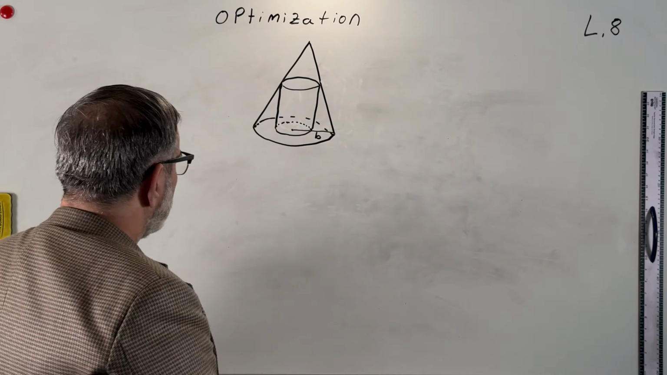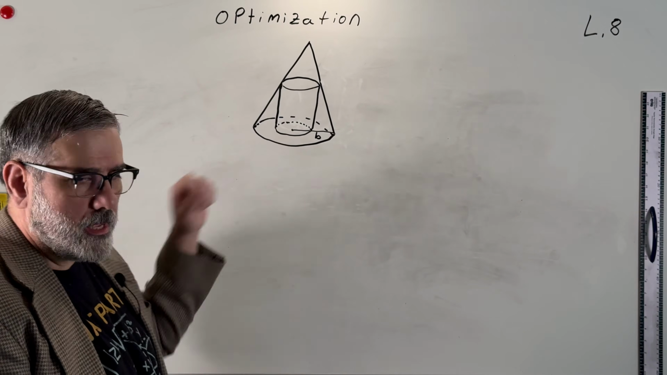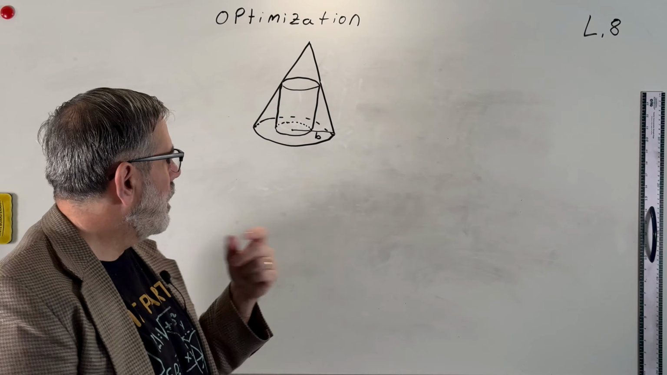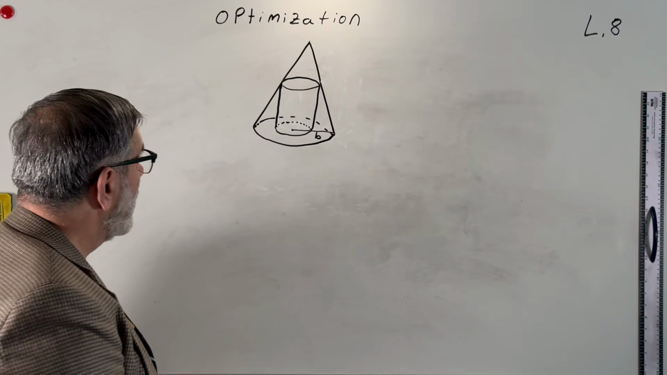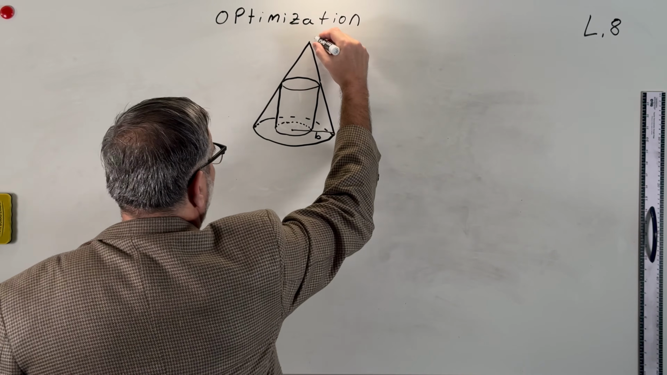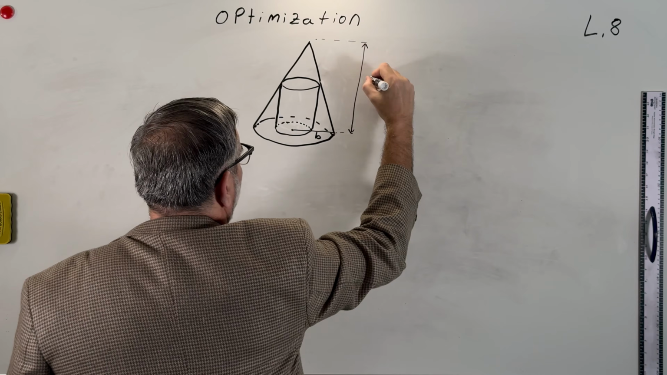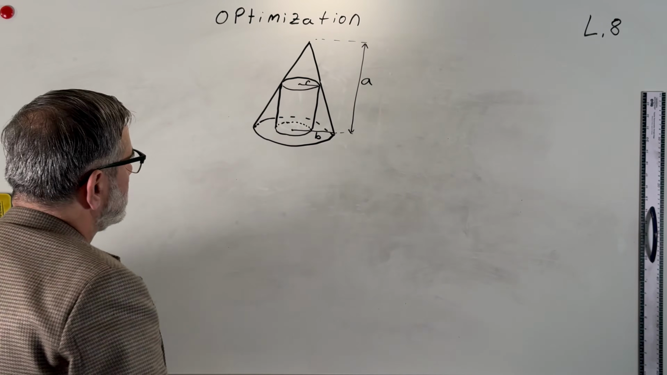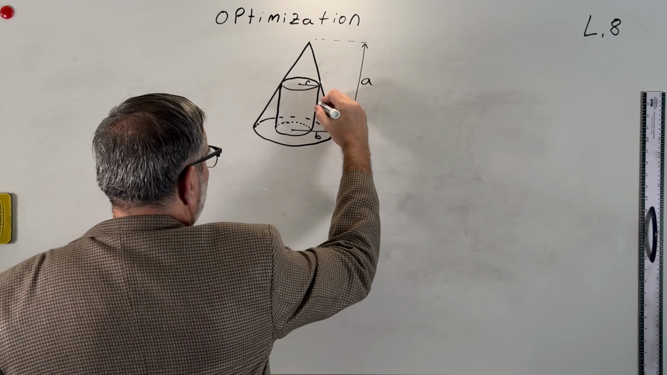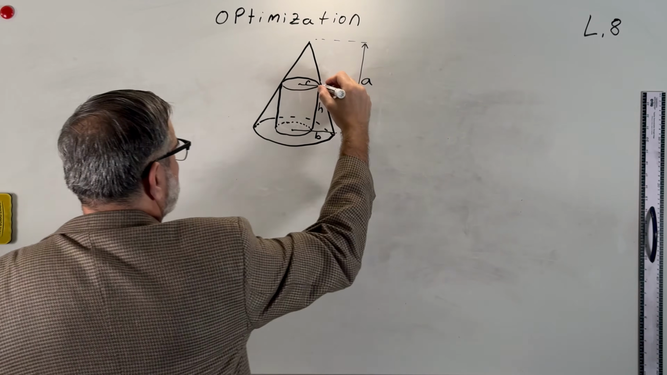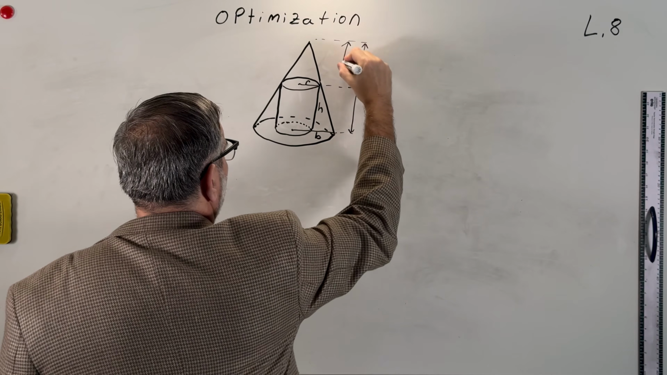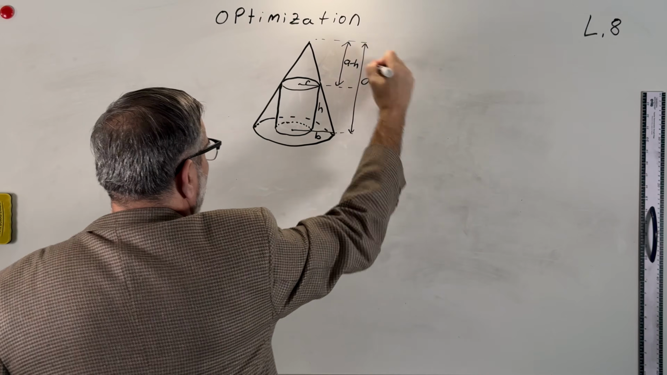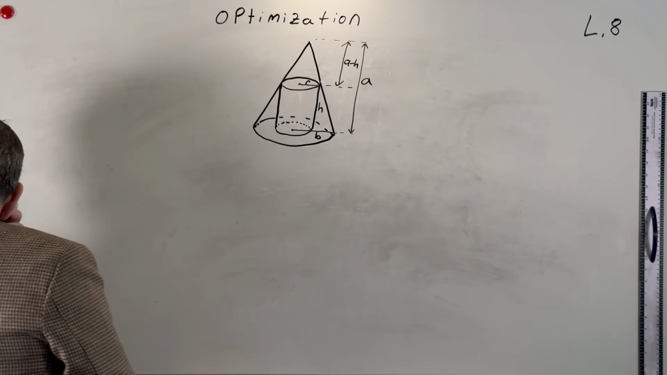There. So the right circular cone has a radius for the base of radius b, we'll say. The altitude of the cone, we'll call that a for altitude. The radius of the cylinder that we're putting inside of it we'll call r. The height of the cylinder we'll call h. That means that this distance here will be a minus h. I think we have all the relevant geometry in there.